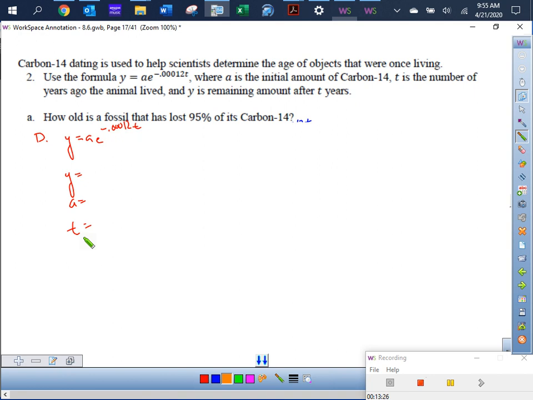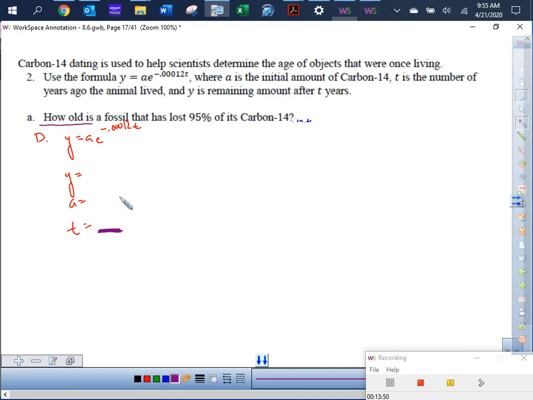Then it gets a little bit confusing after that. The easy way to figure out what variables you are given is to go see what the question is asking. They're saying, how old is it? Well, if they're asking me how old it is, that means I won't know time. So time is what's missing. Then we have to figure out the A, which is the initial amount of carbon-14 this guy has, and Y, the current amount of carbon-14, like when the scientist picked it up out of the ground.